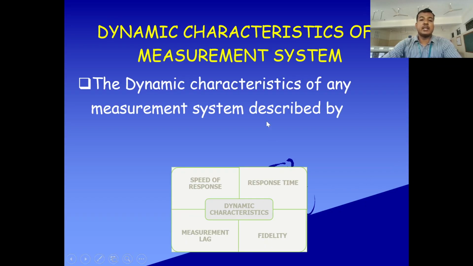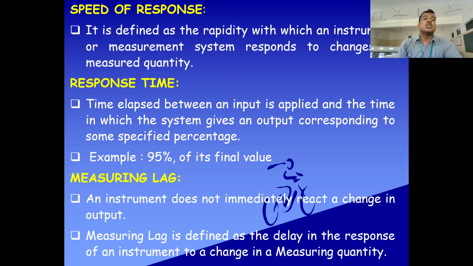The dynamic characteristics of any measurement system are described by four important parameters: speed of response, response time, measurement lag, and fidelity. These are the four basic concepts behind the dynamic characteristics. The first parameter, speed of response, is defined as the rapidity with which an instrument or measurement system responds to a change in the measured quantity, that is, how sensitive it is to the change in the input.